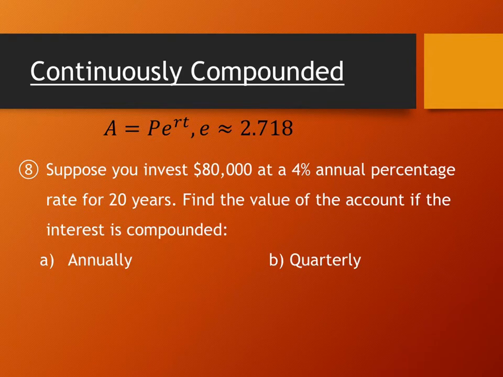So here's our example from finance for the other equation that we were using. Suppose you invest $80,000 at 4% annual percentage rate for 20 years. Find the value of the account if the interest is compounded annually, quarterly, monthly and daily, and then we're going to do continuously. Okay, so this equation, no, we're not, because it doesn't say compounded continuously. It says compounded annually and then quarterly.